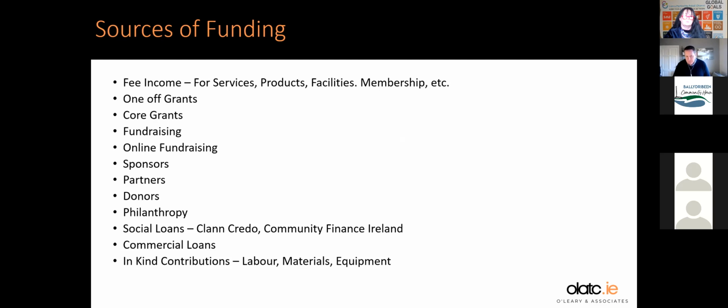You can go to the commercial banks, AIB, Bank of Ireland, Ulster Bank, or the credit union. Or, as most groups do, they look at social finance like Clann Credo and Community Finance Ireland, the two social banks in Ireland, which specifically fund only not-for-profit organisations. They will look at the social merits of your project as well as the income repayment capacity of the organisation. Both have specific loans for matching funds for Leader projects, sports capital projects, etc.